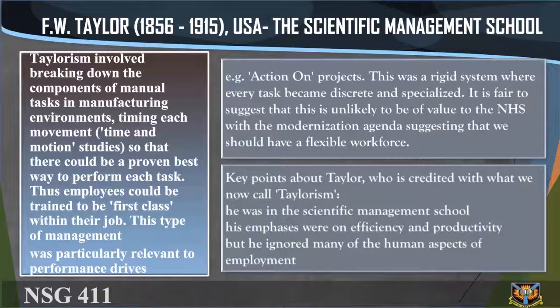Taylorism involved breaking down the components of manual tasks in manufacturing environments, timing each movement, time and motion studies, so that there could be a proven best way to perform each task. Thus, employees could be trained to be first class within their job. This type of management was particularly relevant to performance drives, e.g., action on projects. This was a rigid system where every task became discrete and specialized.